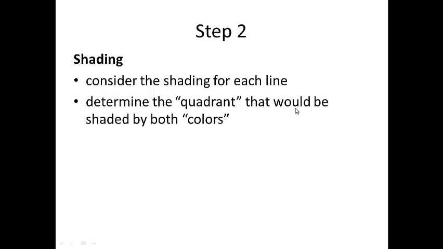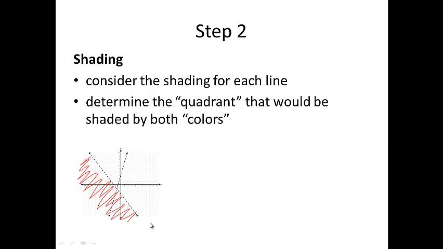Then, once we do that shading, you're going to see, and I'm putting this in quotes, a quadrant that would be shaded in by both of those colors. I used the word quadrant because when we have two lines that cross, it's going to create four sections. So here's what I mean.